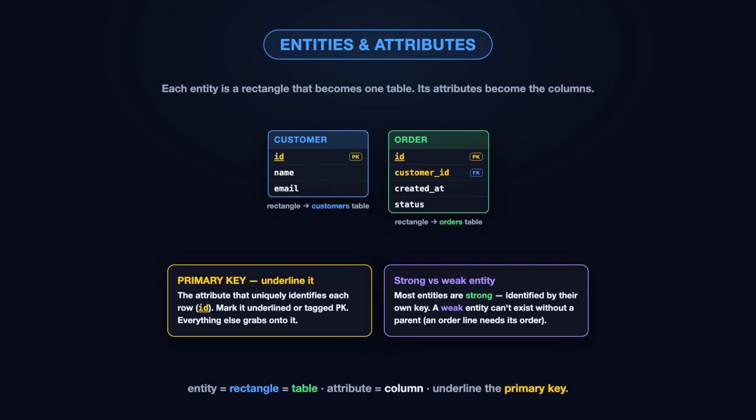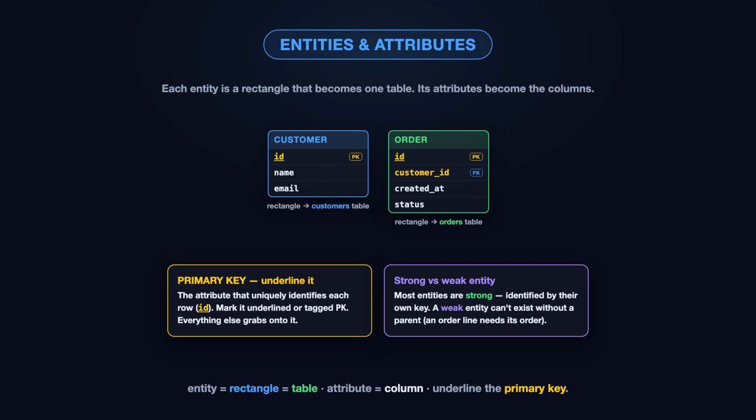One attribute in every entity is special, the primary key, the attribute that uniquely identifies each row. Customer ID. Order ID. On an ERD you mark the primary key by underlining it, or by tagging it PK. It is the handle that everything else will grab onto. Most entities are strong entities, they stand on their own, identified by their own key. Occasionally you meet a weak entity, one that cannot exist without a parent and is only partly identified by it. An order line has no meaning without its order. Don't overthink weak entities, just know the term exists.